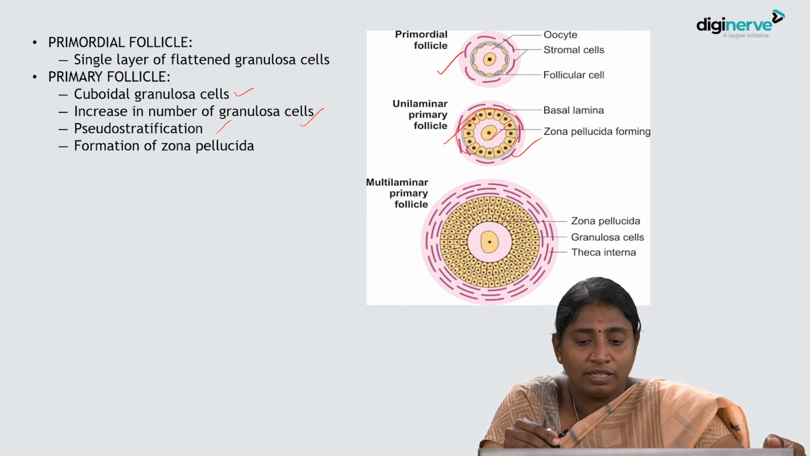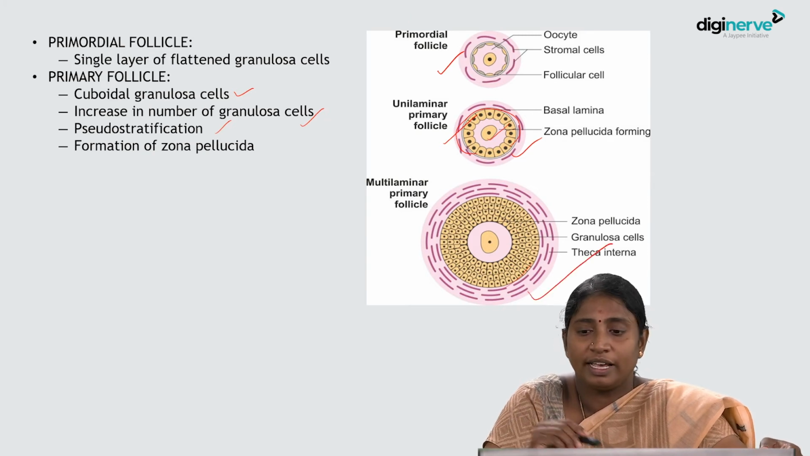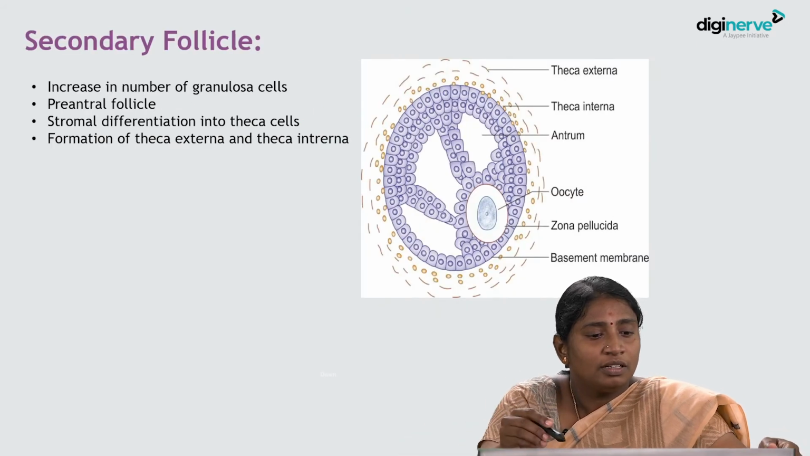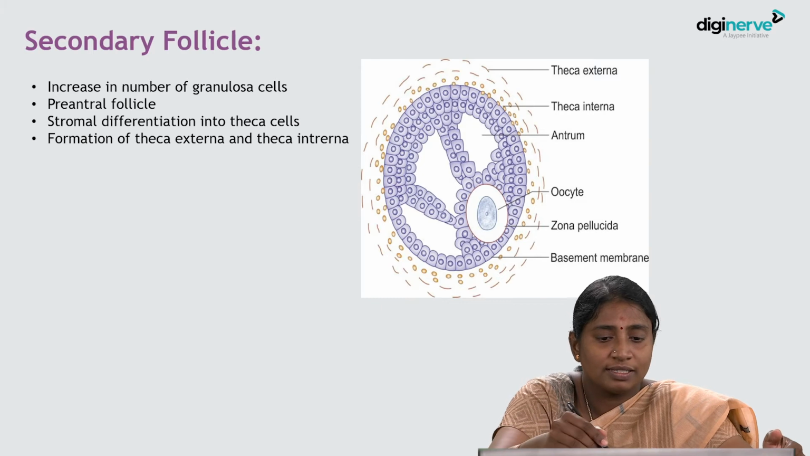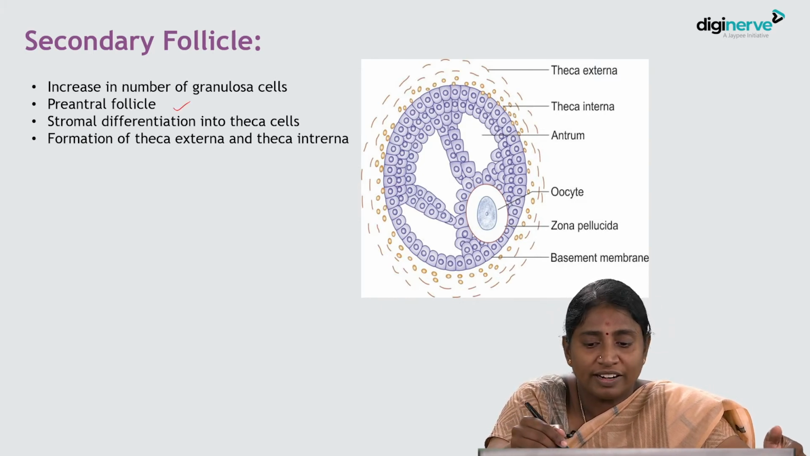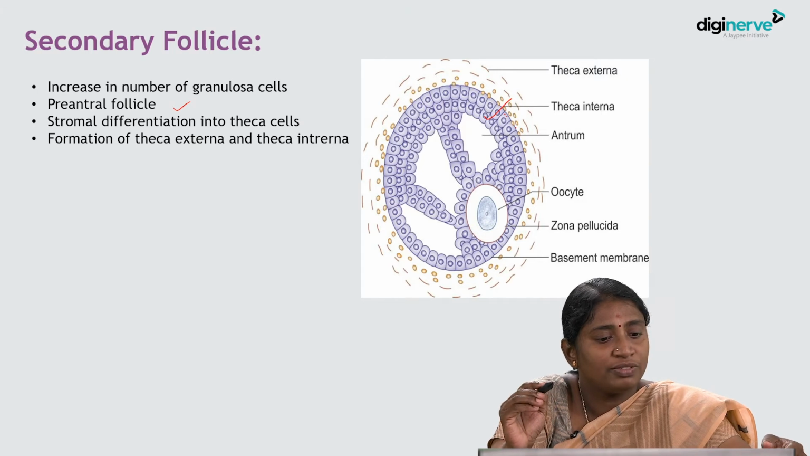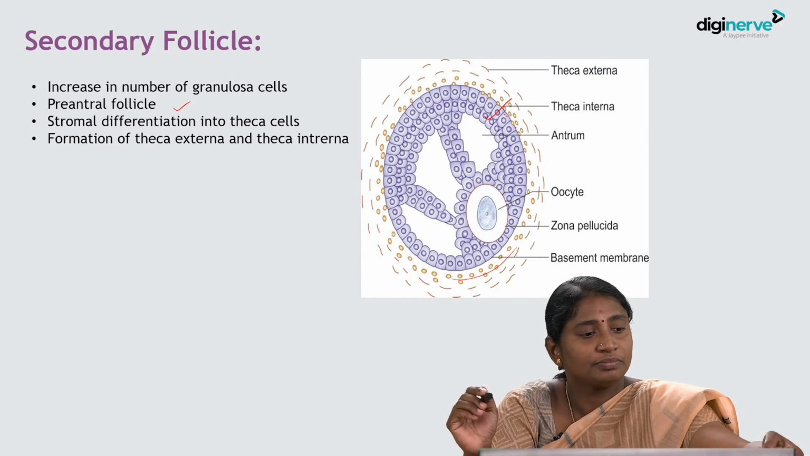Multilaminar primary follicle: this has a zona pellucida and it is covered by granulosa cells all around, and there is a theca interna, as you see in this diagram. Secondary follicle: there is an increasing number of granulosa cells, and these are the preantral follicles. There is a stromal differentiation into theca cells, as you see in this diagram with the yellow spots, and the formation of the theca externa and interna is also shown in this diagram.